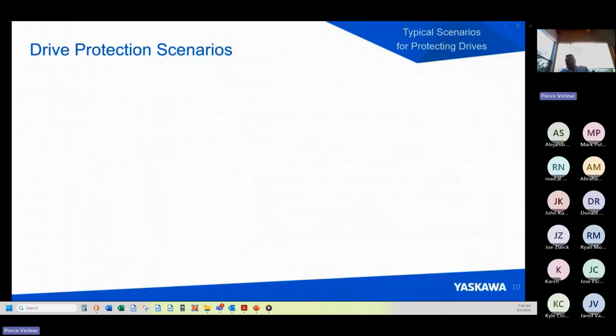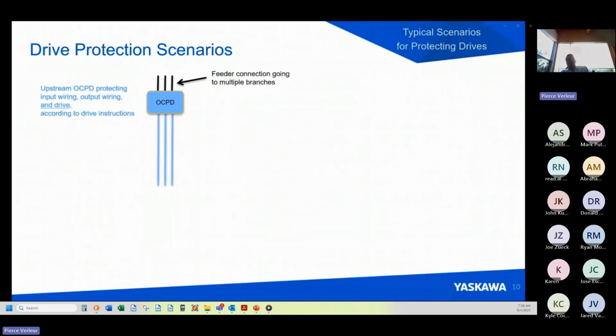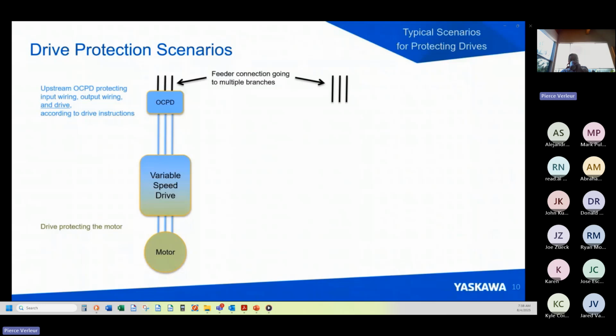So let's look at a couple of different drive protection scenarios. In the first case, we've got a feeder circuit that's feeding an overcurrent protective device that then is connected to the drive and to the motor. In many cases, that overcurrent protective device is protecting the drive, and there's actually nothing else that's required. How do you know this? You know this by looking at the drive instructions and making sure that what's upstream is actually listed in the instructions for the drive.